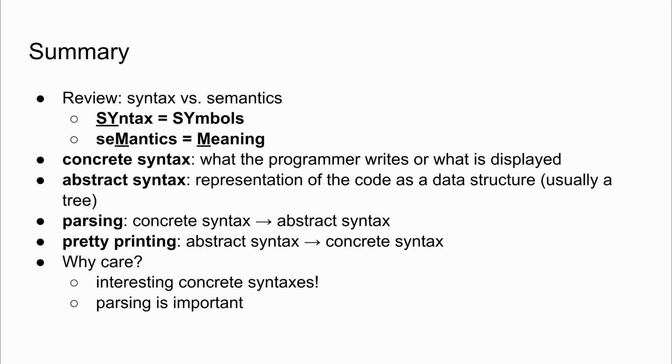Let's summarize what we've learned today. First, we reviewed the difference between syntax and semantics, remembering that syntax is symbols and semantics is meaning. Then, we learned that concrete syntax is what the programmer writes or what is displayed. We also learned that abstract syntax is the representation of the code as a data structure, which is usually a tree. We learned that parsing is the process of going from concrete syntax to abstract syntax, and pretty printing is the process of going from abstract syntax to concrete syntax. Lastly, we learned that we can make all sorts of concrete syntaxes, and that understanding these concepts of concrete and abstract syntax is important for understanding parsing, which is an important part of most programming languages.